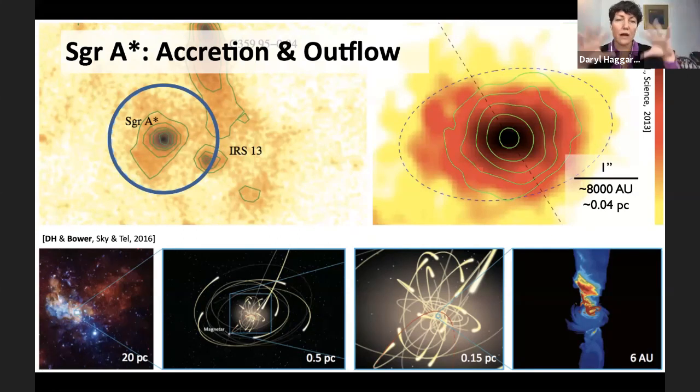And if we put that in the context of a larger multi-wavelength view, this is a very zoomed out view of the galactic center. And you can see here roughly a 20 parsec scale box.